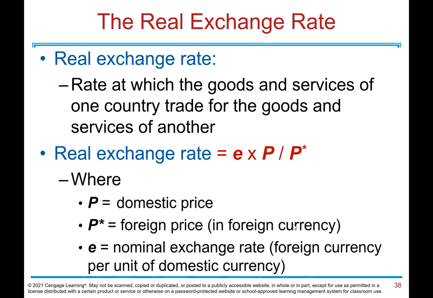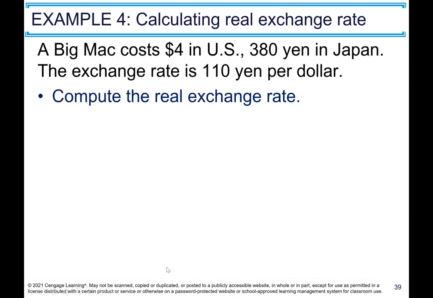Real exchange rate. The real exchange rate is the rate at which the goods and services of one country trade for the goods and services of another. Real exchange rate is equal to e times P over P star, where P is the domestic price, P star is the foreign price in foreign currency, and e is the nominal exchange rate, foreign currency per unit of domestic currency.